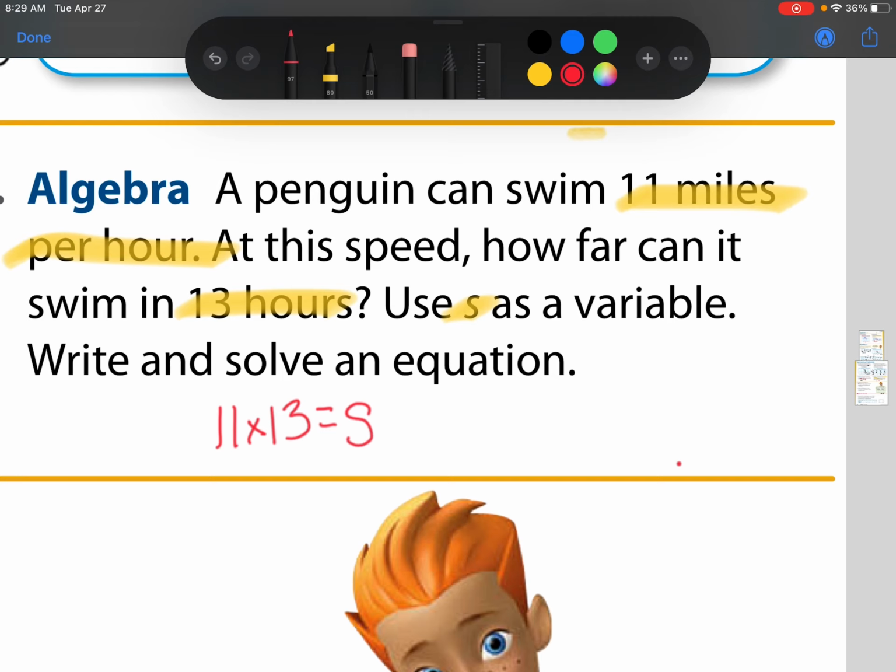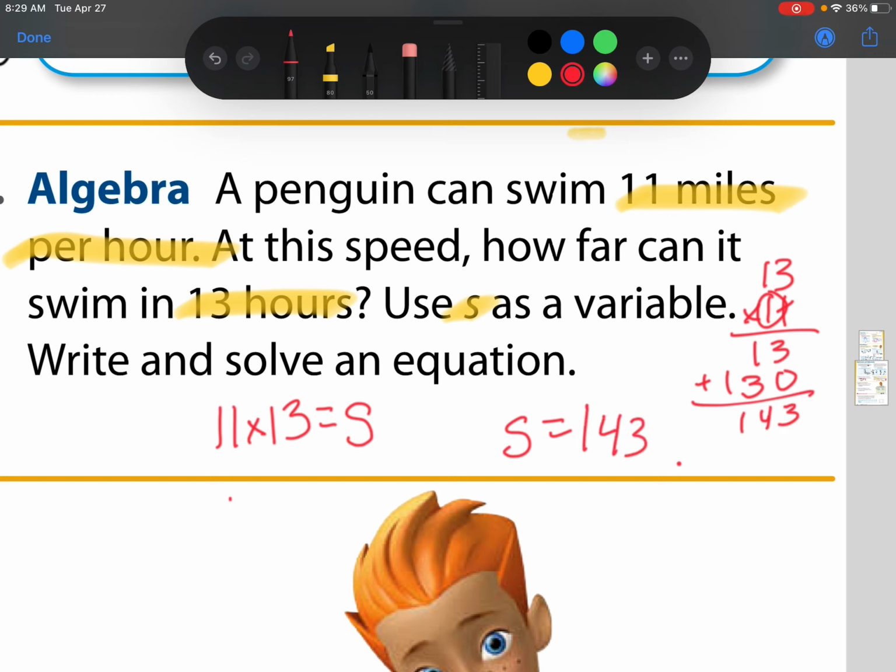So now what do we have? Well, now we need to solve. What does S equal? So S equals, and now we need to do 13 times 11. This is going to be 13. Then we go to the tens place value, add them up. So how far? The penguin can swim 143 miles, which is incredibly long.